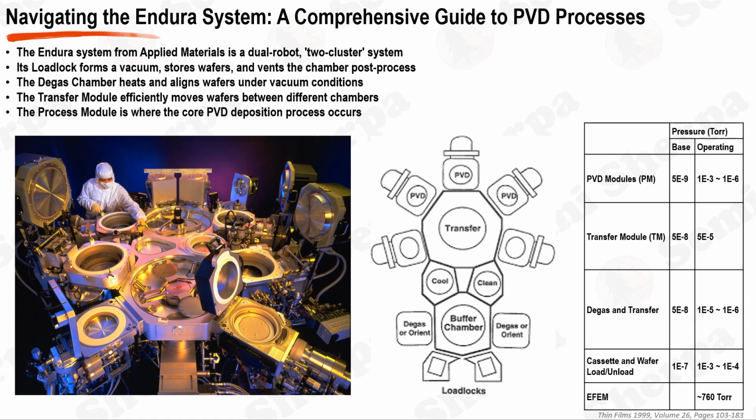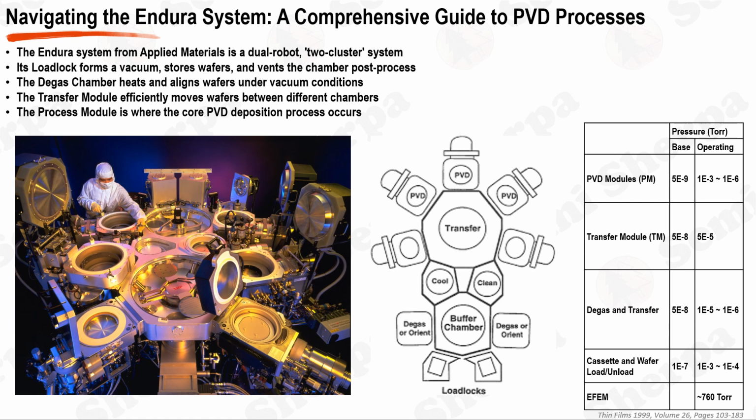This sophisticated system is divided into several crucial parts, each playing a significant role in the thin film deposition process. The load lock is the first point of interaction for the wafers. This unit forms a rough vacuum before the process begins, holds the wafers during the process, and vents the chamber back to atmospheric pressure once the process is completed. It's essentially the gateway to the Endura system, facilitating the transition of the wafers in and out of the system.